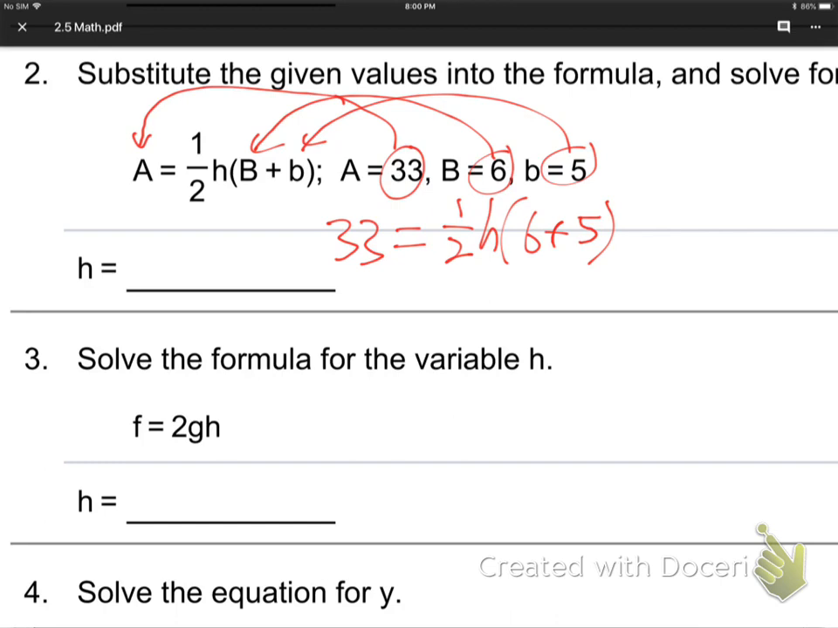Now, where do we go from here? Well, what is 6 plus 5? 11. Good so far? So we have 33 equals 1/2 H times 11. Okay, so everybody good so far?